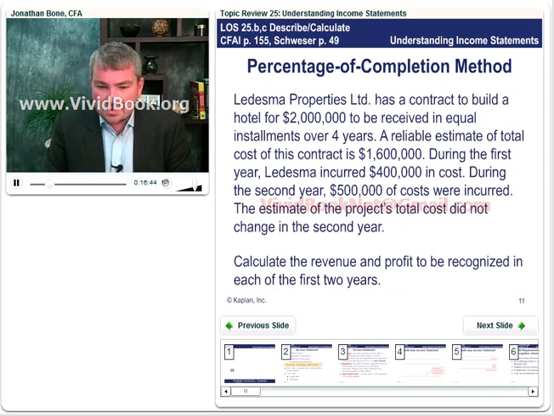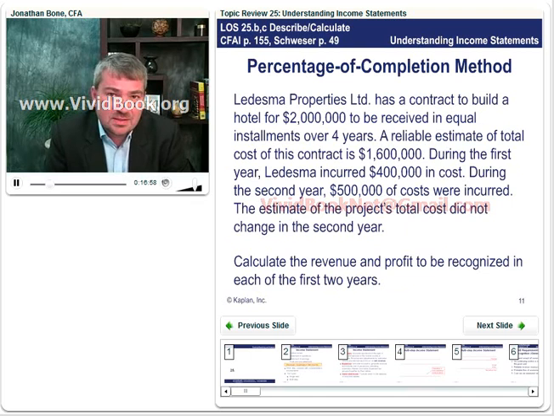Okay, so let's start off with an example that takes us through our percentage of completion method. So we've got Ledesma Properties here. They've got a contract to build a hotel for $2 million. So notice here we've got a contracted selling price. And we're going to receive that in equal installments over a 4-year period. We've got a reliable estimate of total cost of completing the contract of $1.6 million.